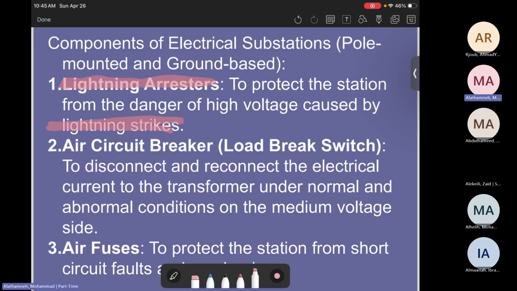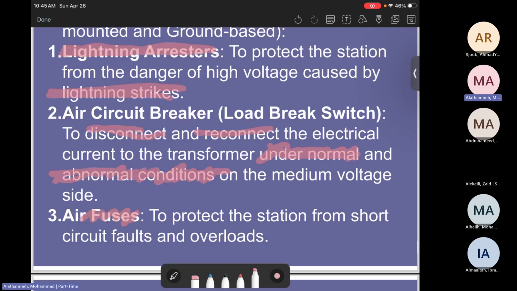There is an air circuit breaker. This air circuit breaker is used to disconnect and reconnect the currents under normal conditions. Sometimes we can say abnormal conditions, if we are doing maintenance. In protection, we are using fuses for protection.